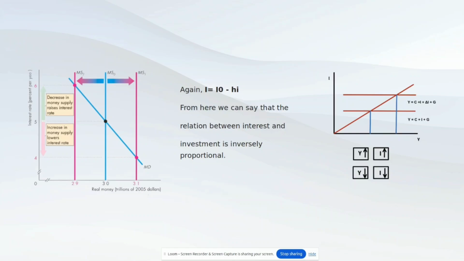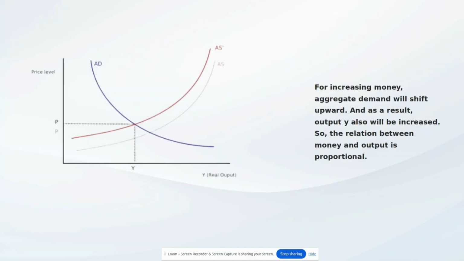On the other hand, if investment is increasing, the interest rate is automatically decreasing. And here's another graph. For increasing money, aggregate demand will shift upward, and as a result, output Y will be increased. So the relationship between money and output is proportional.